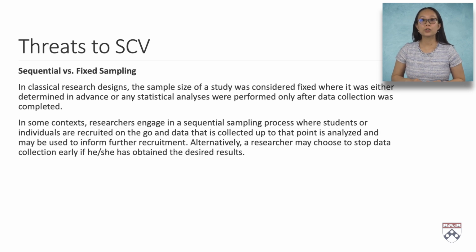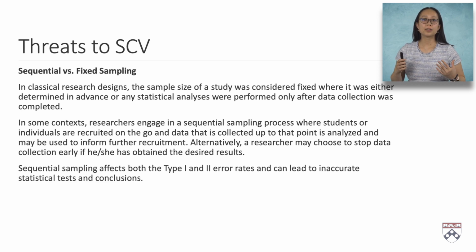But in some contexts, researchers do occasionally engage in sequential sampling processes where students or individuals are recruited on the go, and data that is collected up to that point is analyzed and may be used to inform further recruitment. Alternatively, a researcher may choose to stop data collection early if he or she has obtained the desired results. So in these types of situations, these represent threats to statistical conclusion validity, because we are essentially dynamically looking at the data or preemptively stopping the data collection for a goal that may or may not be the same compared to if we were to continue with the original study design.